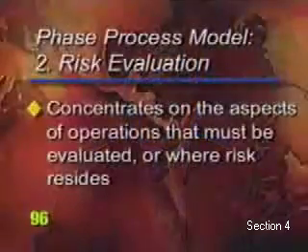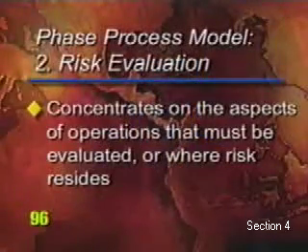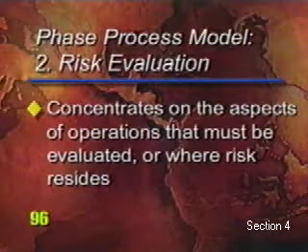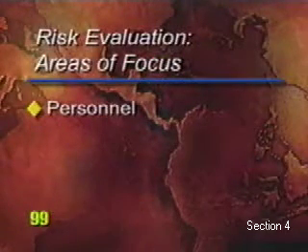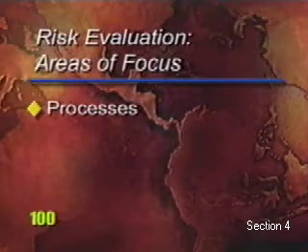Phase 2 concentrates on the aspects of your operations that must be evaluated, or where risk, if you will, resides. The factors of work or production generally include equipment, material, personnel, and processes. When coupled with the enterprise risk management view, your analysis will be expanded to include both internal and external considerations in phase 2.